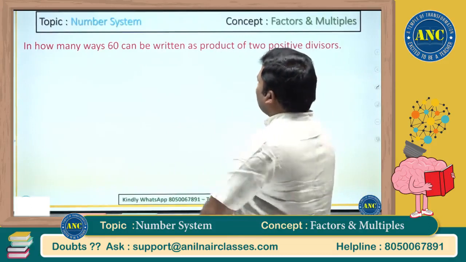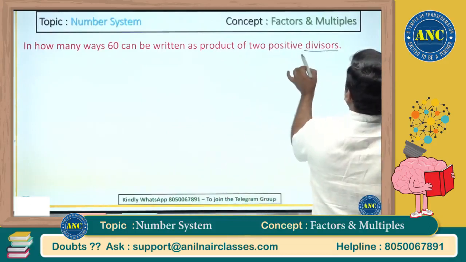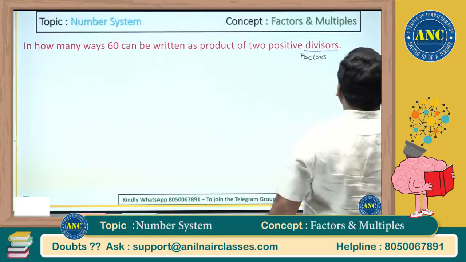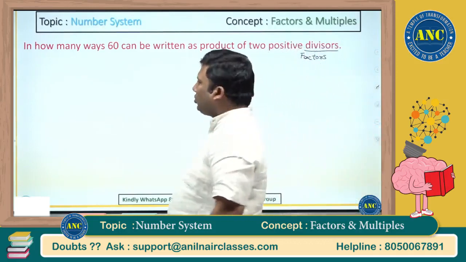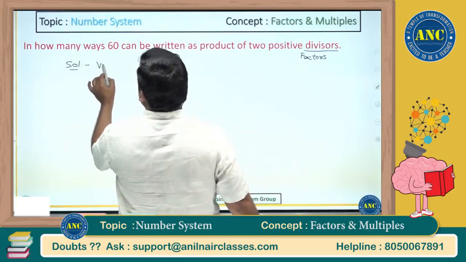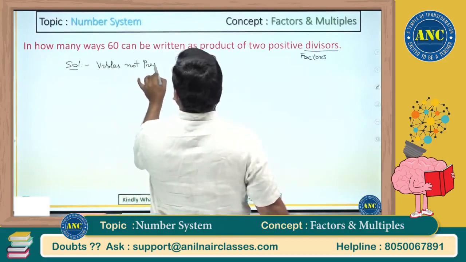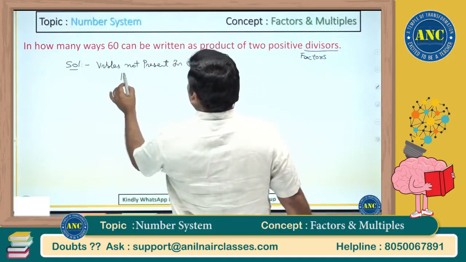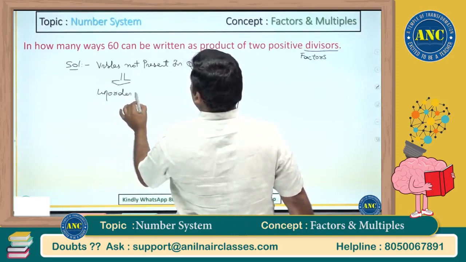In how many ways can 60 be written as a product of two positive divisors? Divisor, synonym, it is a factor. As a product of two positive factors. Positive factors, it is a product of two natural numbers. Are the variables present in the question? Variables are not present in the question. If variables are not present, then we have to use unordered pair.